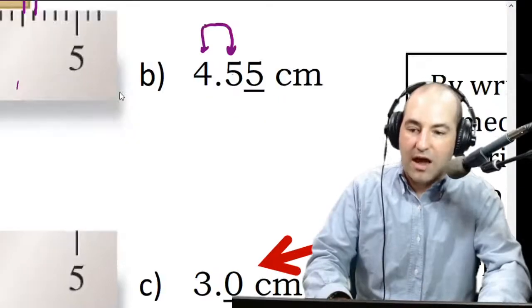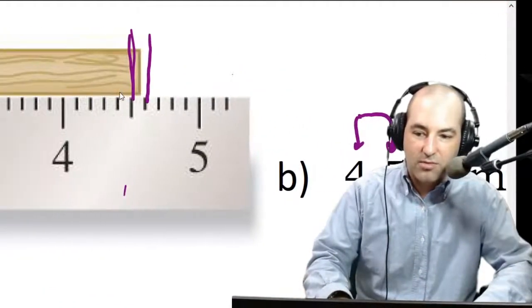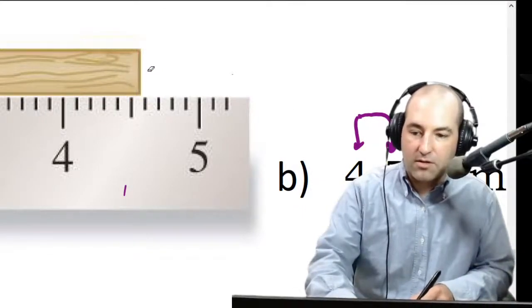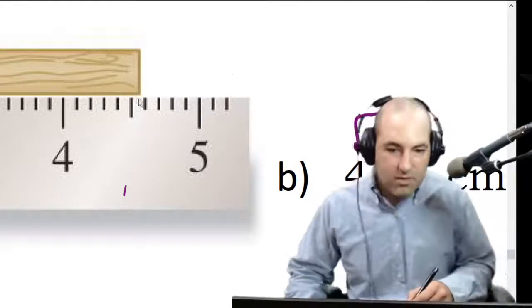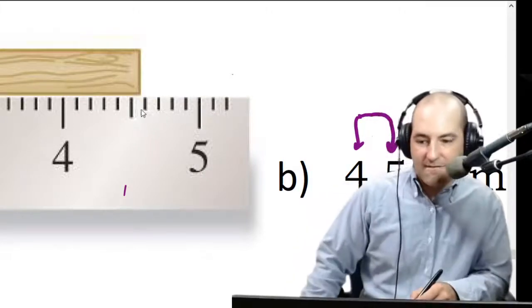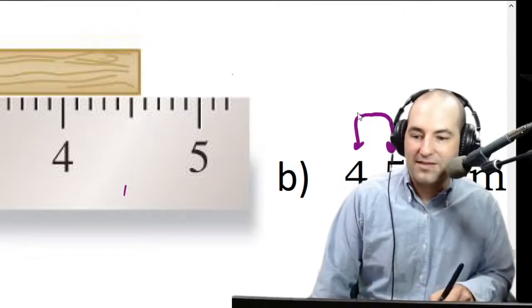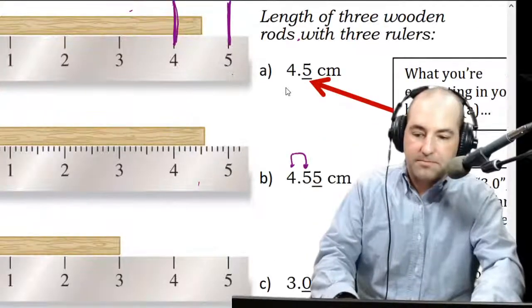Now, depending, again, on how you see it, on how closely you can look at it, on how much you can zoom in or magnify it, you may see that a little bit differently. So the more I zoom in here, the more it's starting to look, for me, like it's a little closer to the 6 than the 5. So I might call that 4.57 or something. But again, that's an estimate and that's up to you.